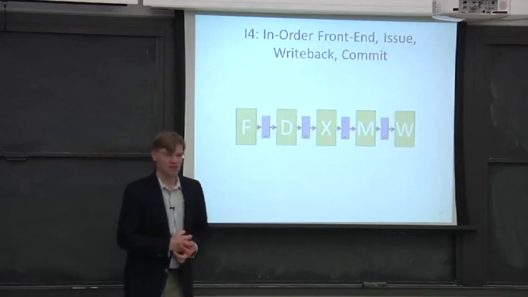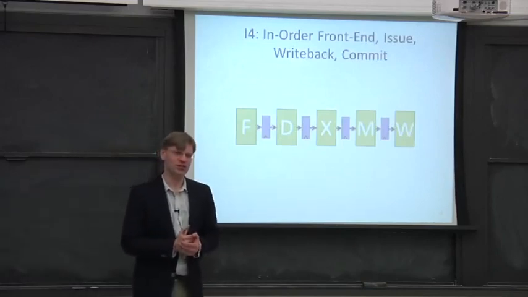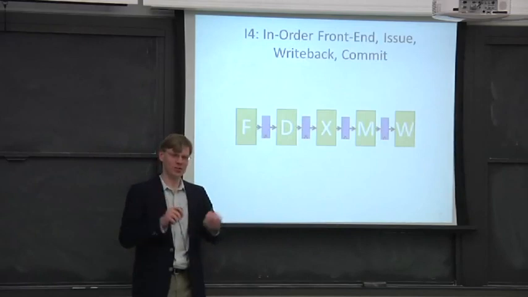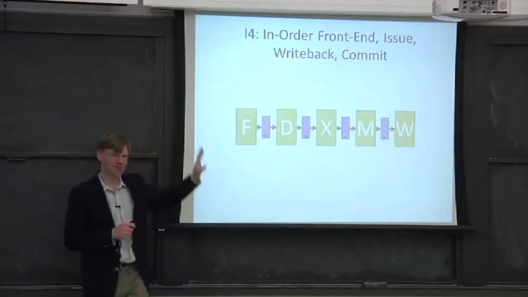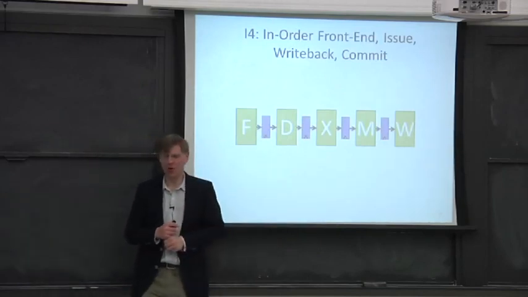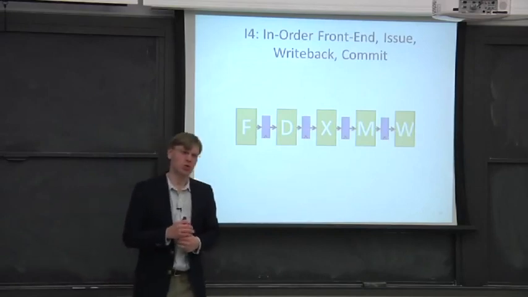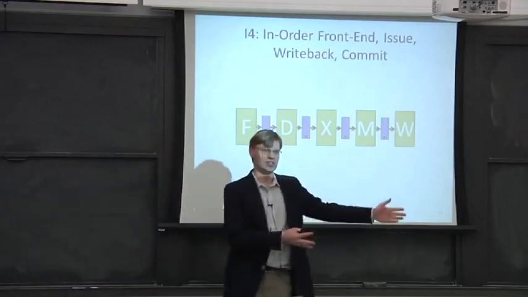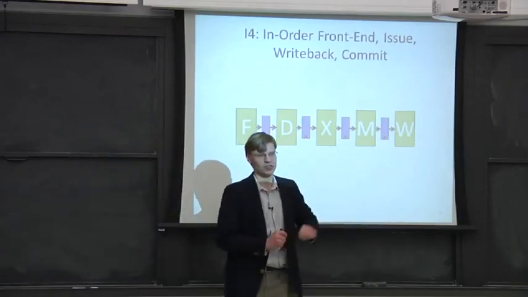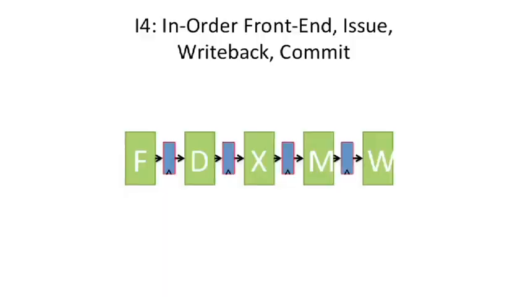OK, so let's start evaluating our first out-of-order, in-order machine. So I4, this is actually an in-order machine, but we're going to be analyzing it as a motivator and then sort of a slippery slope, if you will, into true out-of-order machines. So here we have fetch, decode, execute, memory, write back. Same 5-stage pipe.